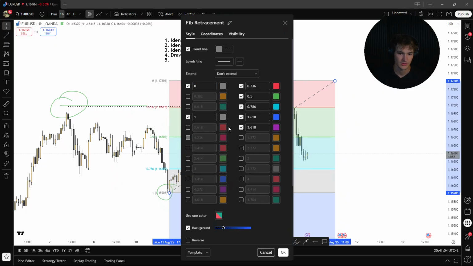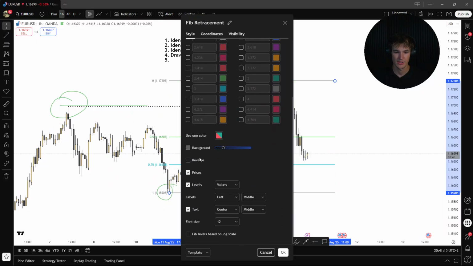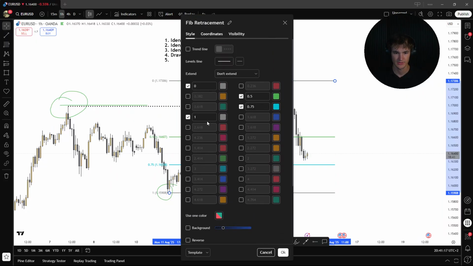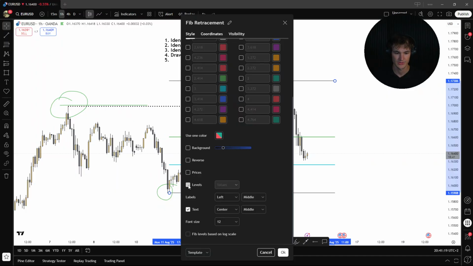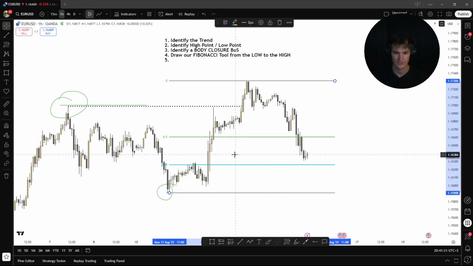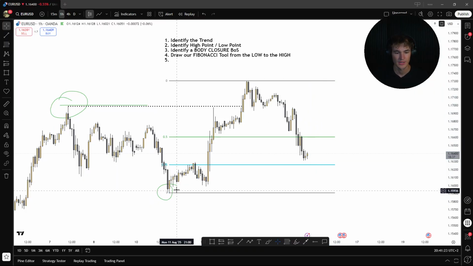We're going to have to turn pretty much everything off except for the 0, the 1, the 0.5, and the 0.75. I'm also going to turn off the background and the trend line because I think it looks ridiculous. And I'm going to turn off the prices and leave it at that. So I press OK. And now I have 0.5, 0.75, 0, and 1. So these are the settings that we need for the Fib tool.